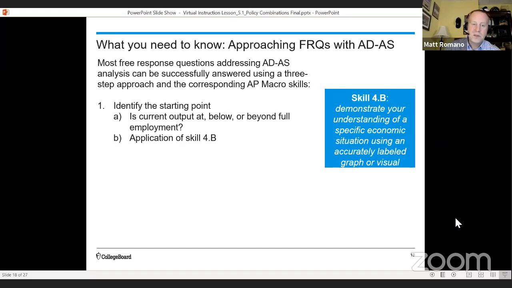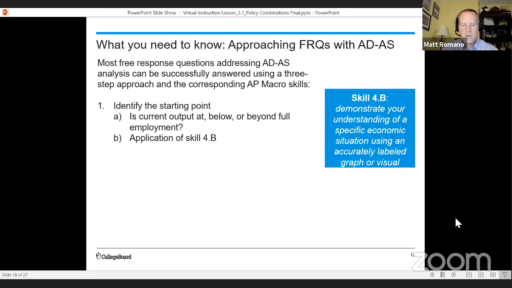Now, you've got to be able to label that graph. You've got to know your axes. You've got to know your curves. You've got to do it correctly. And you've got to know, what does it mean to have output at, below, or beyond full employment in all cases. Start there. That's your starting point. It may be worded differently, but that's where you're going to start.